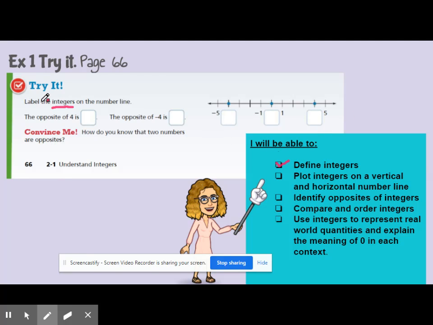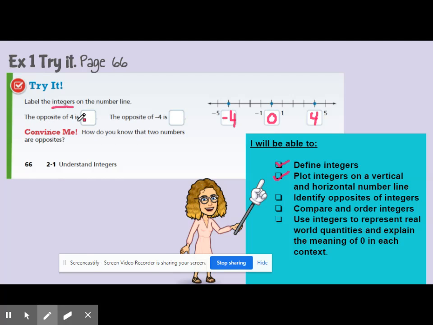Okay, so I want to label the integers on the number line. Let's start in the middle. The central number on a number line between a positive and a negative 1 is 0. Okay, this goes up to 5, so I think we're counting by ones. Let's check. 1, 2, 3. Well, this must be a 4, and there's a 5. When you count negatives, you just count backwards. Negative 1, negative 2, negative 3. Oh, well, this is a negative 4. Look, I plotted integers on a horizontal number line.